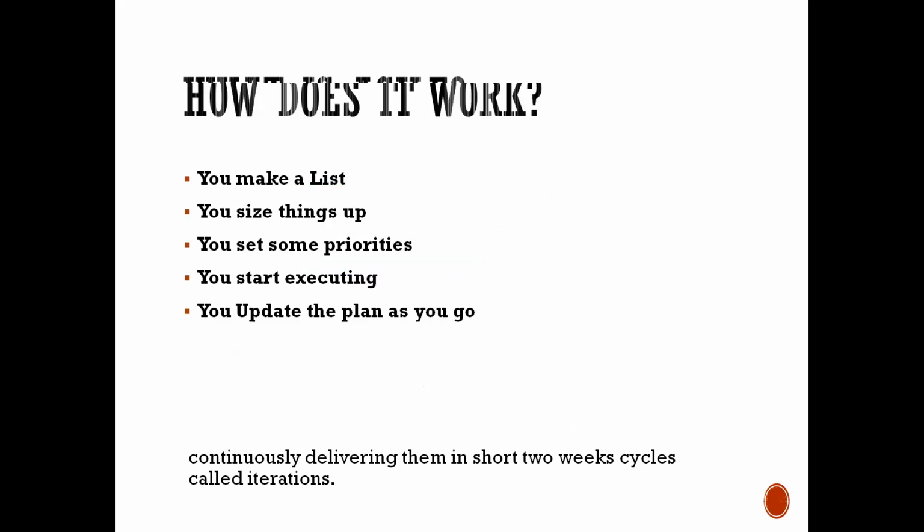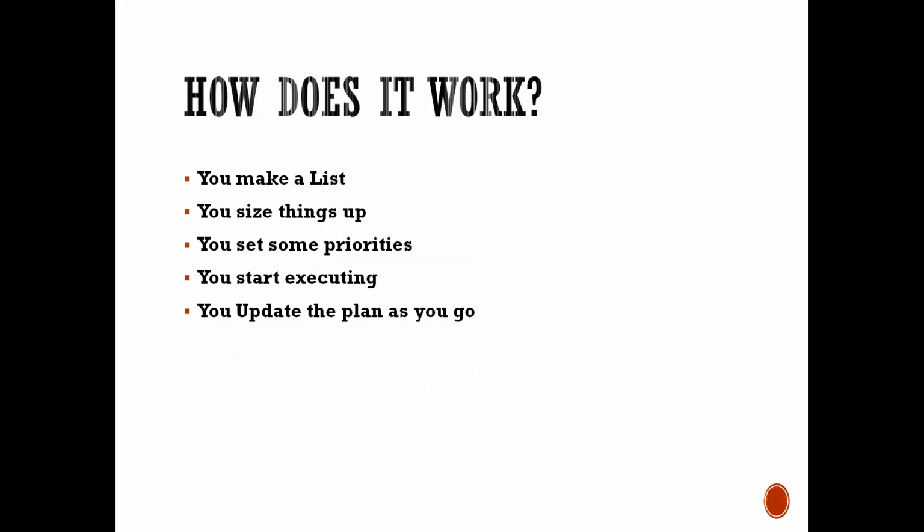Going to the next point, how does it work? Here I have written some points on how this agile model works, part by part. The first part is you make a list. You sit down with your customer and make a list of features they would like to see in the software. And then the list of features becomes the to-do list for your project.